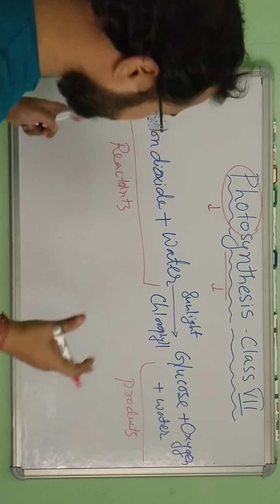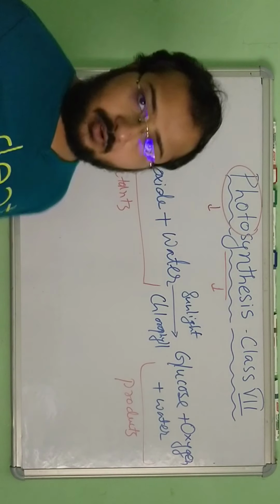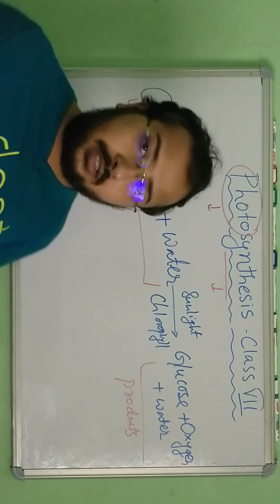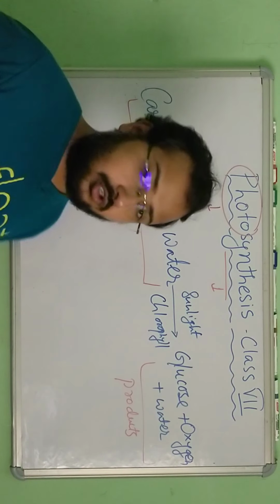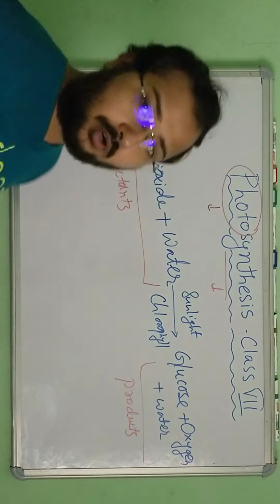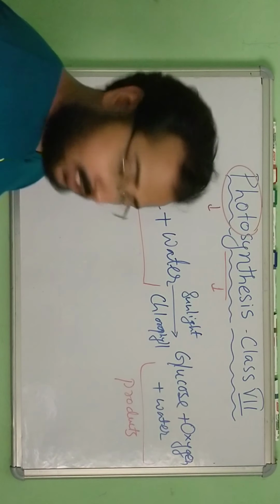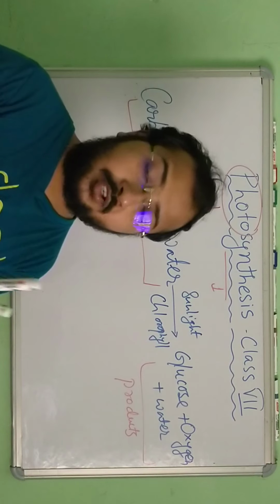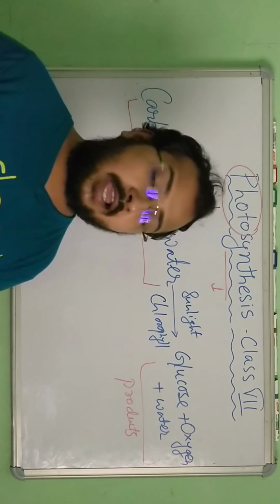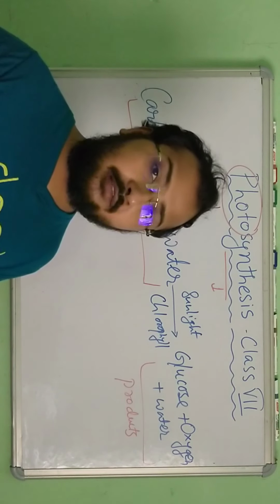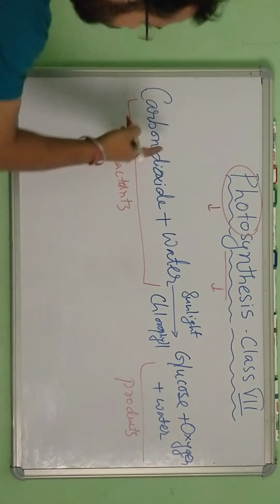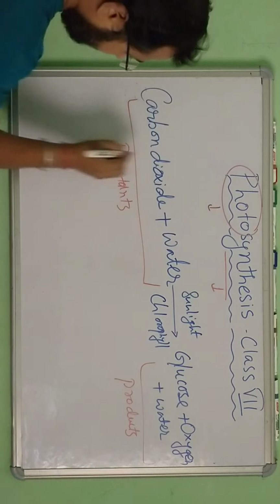So this is called a word equation. We have expressed the reaction of photosynthesis in words, in word form. This is the word equation. Now the same thing if I write as a chemical equation, I have to write the chemical formula of the molecules that are involved here. So CO2, carbon dioxide.